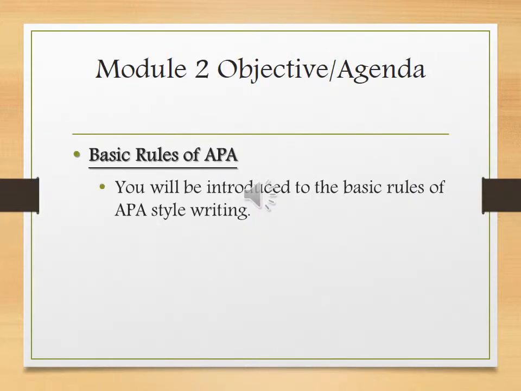Here is the objective for Module 2. In Module 2, we will pretty much focus on the basic rules or fundamentals of APA. You will be introduced to the overall writing style. You will learn more as you advance to the advanced course of APA writing. So in this course, again, take it all in, jot down your important information, answer the questions that will follow, and you'll do just fine.